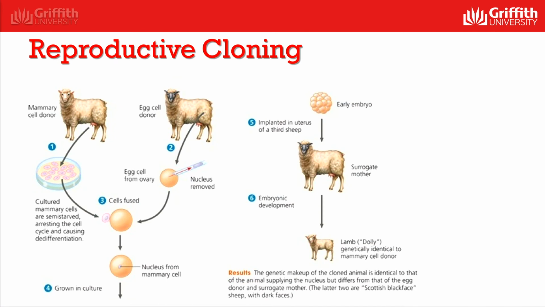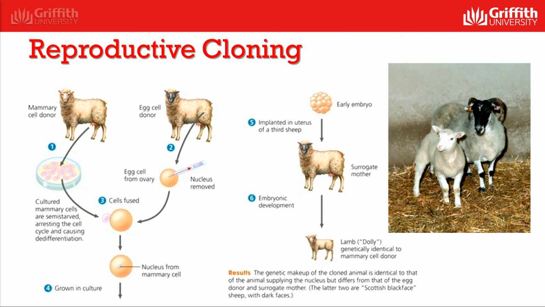Dolly was the first reported case of a mammal cloned using the nucleus of a differentiated cell. The researchers initially obtained mammary cells from a donor sheep and cultured them to cause de-differentiation. The arrested cells were then fused with enucleated sheep eggs. The resulting diploid cells divided to form early embryos, which were then transplanted into surrogate mothers. Out of several hundred embryos, only one successfully completed normal embryonic development, and Dolly was born.